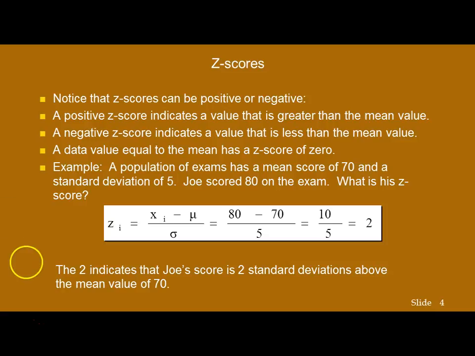Let's do a little example. Let's treat a population of exams, let's say, that has a mean score of 70 and a standard deviation of 5. Joe scored 80 on his exam. What's his z-score? You simply take his value as your x value, 80, subtract the population mean of 70, divide by the standard deviation of 5. 10 over 5 is 2. Why is it 2? Because the value 80 is exactly 2 standard deviations bigger than the mean value. Since the standard deviation was 5, 2 times 5 is 10. 10 added to 70 would give you 80. So Joe's score of 80 is 2 standard deviations higher than the mean.